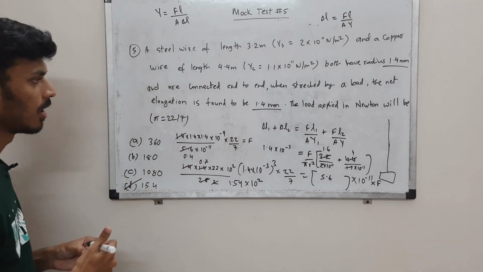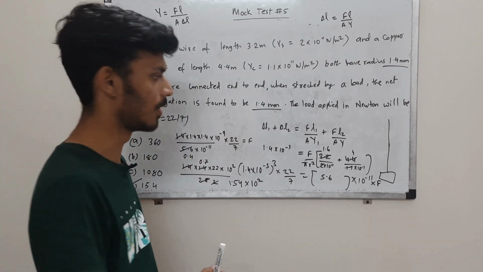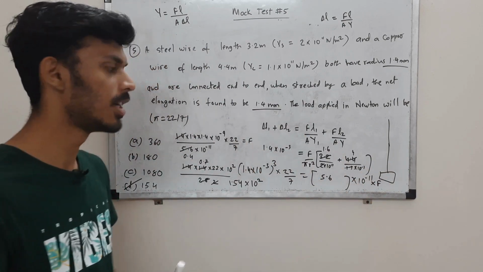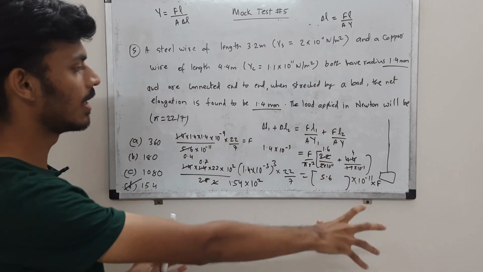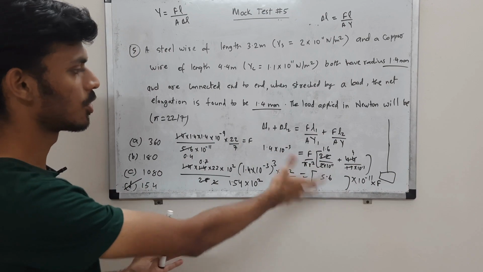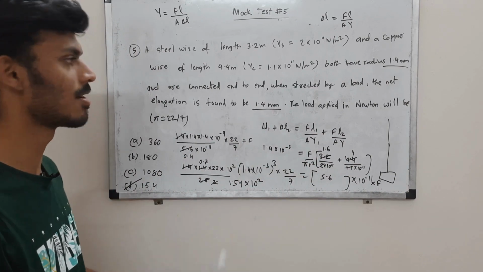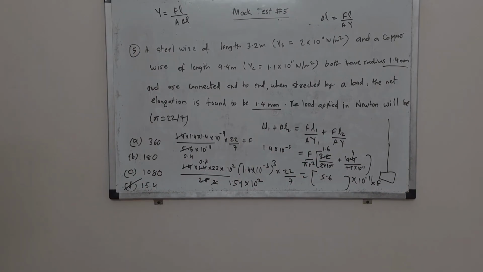So 154 newtons is the correct choice over here. I hope the procedure is simple. We are just supposed to find the net elongation and then just solve for F. So that's our answer. Over to the next question.